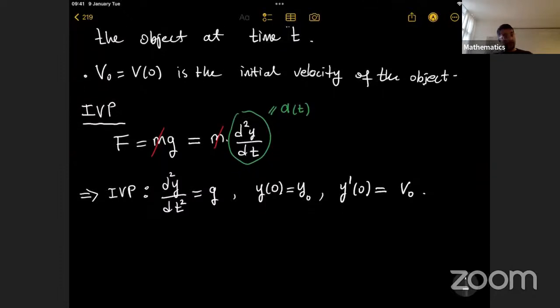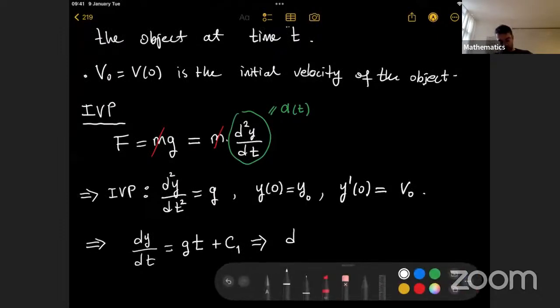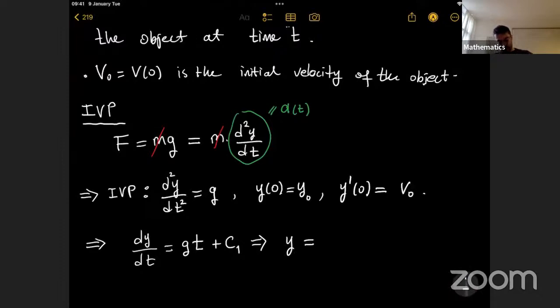So let's solve this differential equation quickly. It's an easy differential equation. You integrate the left-hand side and the right-hand side. So it becomes dy/dt equal to g times t plus a constant, let's call this c1. Integrate this again, and it becomes y equal to g t squared over 2 plus c1 t plus c2. So what are c1 and c2?